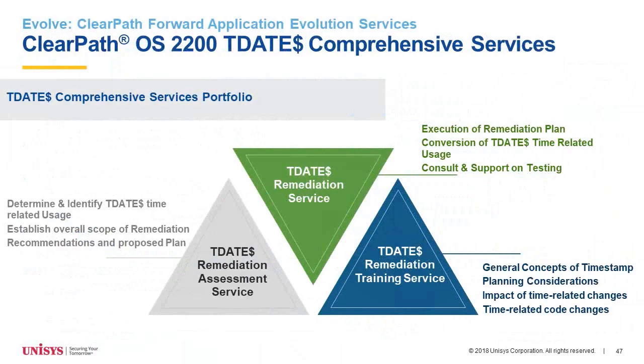Adam had mentioned earlier about the $8 enhancements that have been occurring through the ClearPath releases and included in Release 18. We offer OS 2200 $8 services, which includes assessing the use and scope of $8 in your environment, converting $8 generated timestamps to timestamps that are relevant for many years to come, or training you on $8, how to determine the impact, how to develop a plan to convert $8 use. You can choose which level of service, which combination of service and assistance you require.